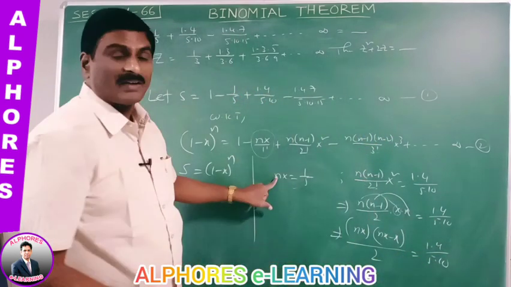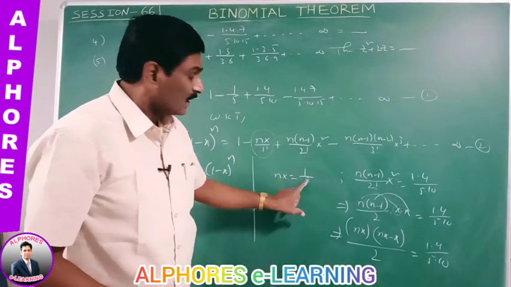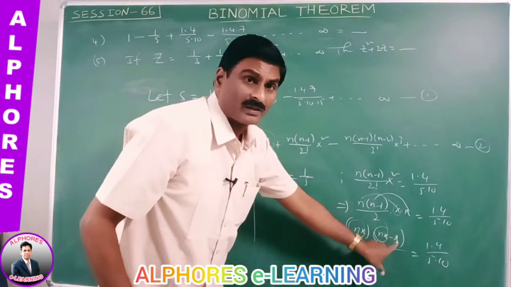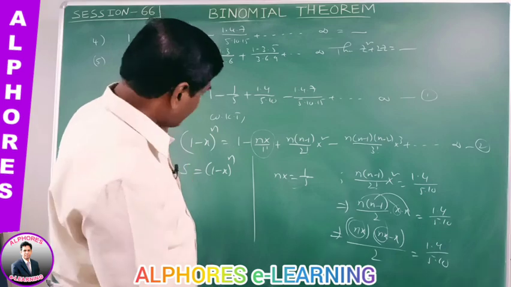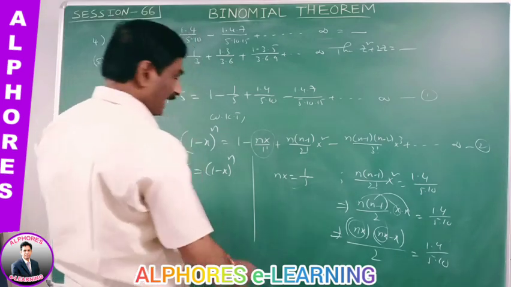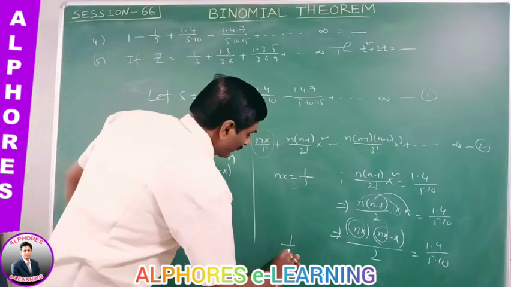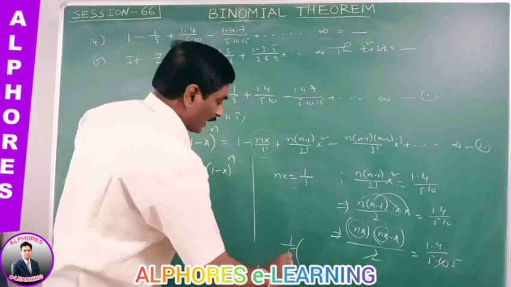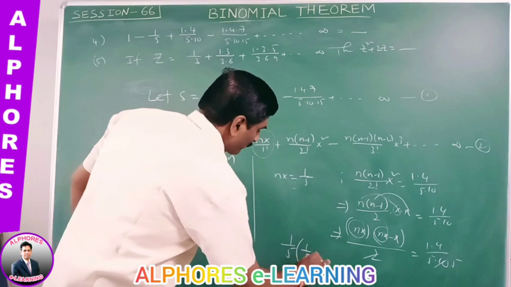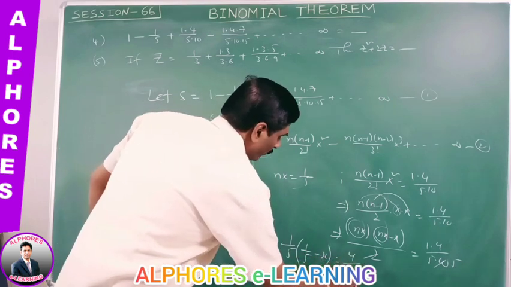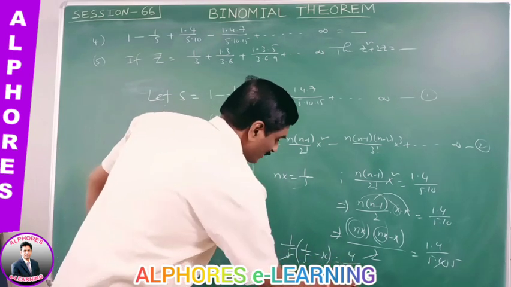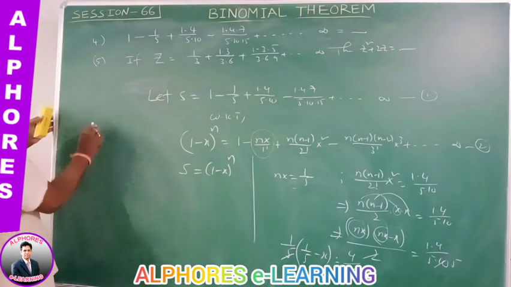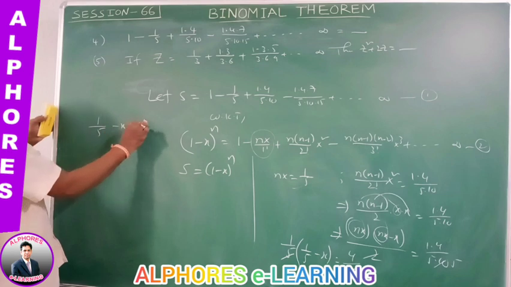But actually what is the value of nx? nx is equal to 1 by 5. Substituting this value in this place, nx is equal to 1 by 5, we get x. That implies 1 by 5. Please observe this value, how many times 5 cancels. 1 by 5 into 1 by 5 minus x is equal to 4 by 25. Again, this 5 cancelled, 1 by 5 minus x is equal to 4 by 5.